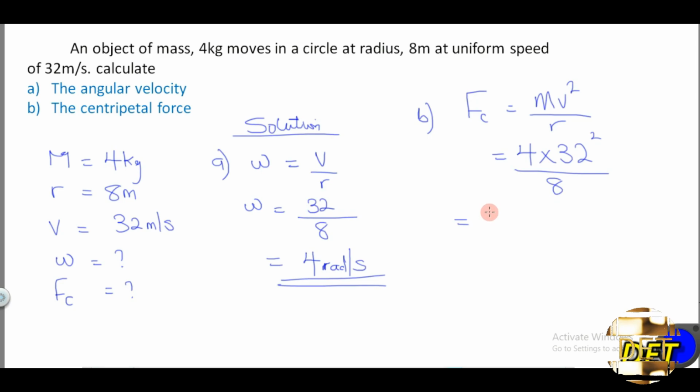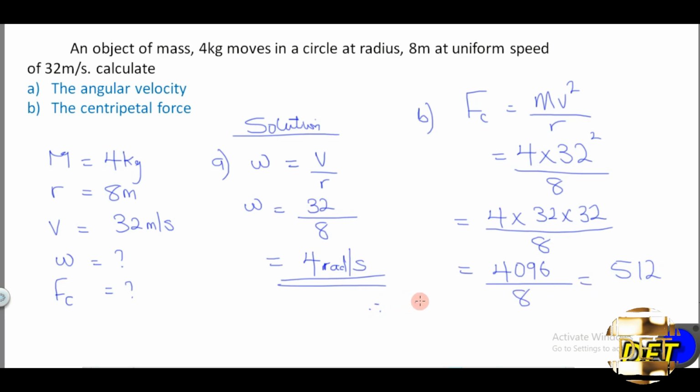So this will be equal to 4 times 32 times 32, because 32 squared means 32 times 32, right? Divided by 8. So if you multiply all this, that will be equal to 4,096 divided by 8, right? So 4,096 divided by 8 will be equal to 512. So therefore, our centripetal force will be equal to 512 Newtons, right? So this is the answer to this question.